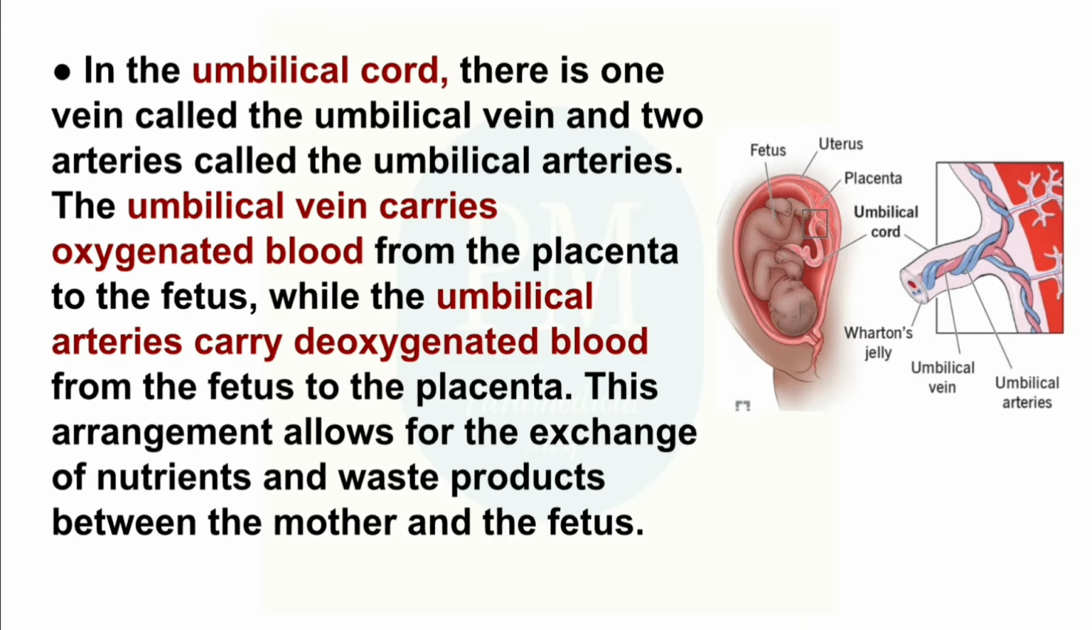In the umbilical cord, there is 1 vein called the umbilical vein and 2 arteries called the umbilical arteries. The umbilical vein carries oxygenated blood from the placenta to the fetus, while the umbilical artery carries deoxygenated blood from the fetus to the placenta. This arrangement allows for the exchange of nutrients and waste products between the mother and the fetus.